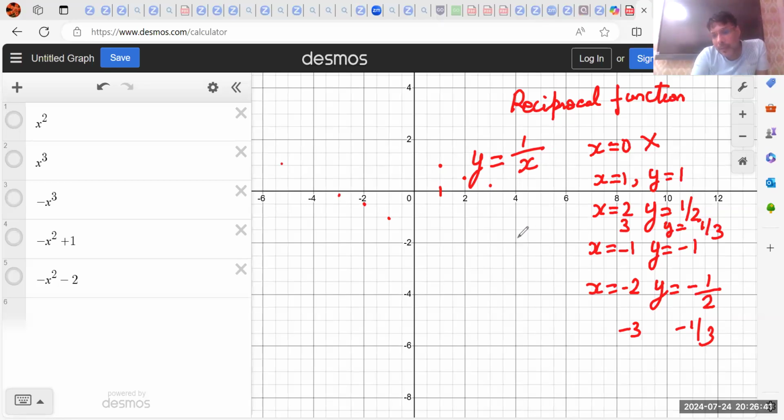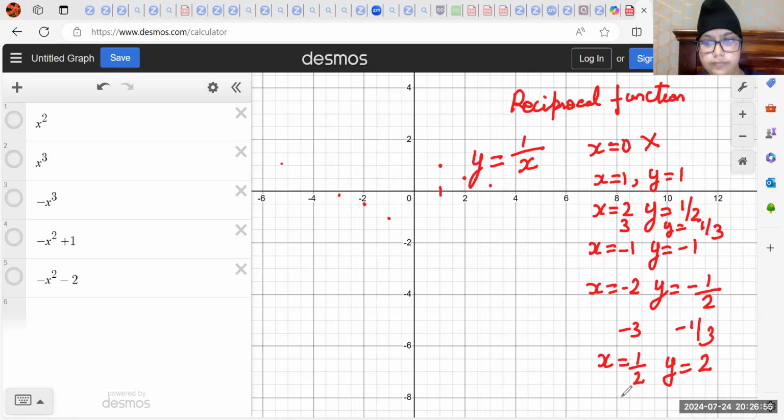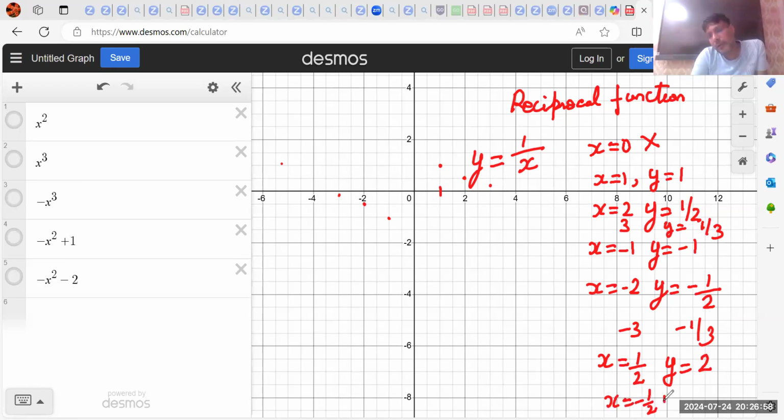Okay. Now, guys, I have to take one more point, because I have not taken any points which are between 0 and 1. So I will take x equal to 1 by 2, y will be equal to 2. And x equal to -1 by 2, y will be equal to -2. So I will get points here and here. So the shape of the graph is going to be like this. It is going to become lesser, lesser, lesser. And it is going to be like this.